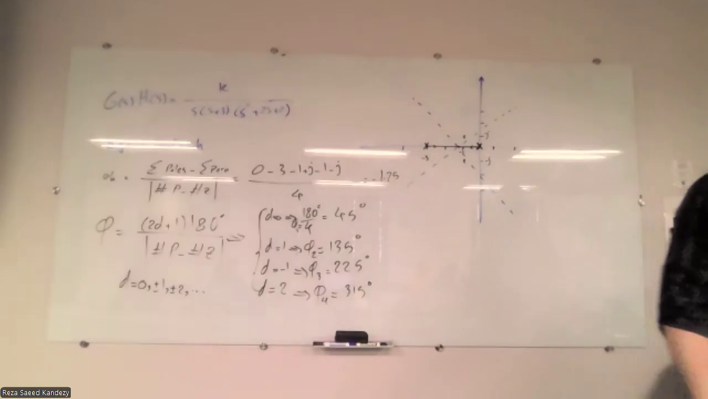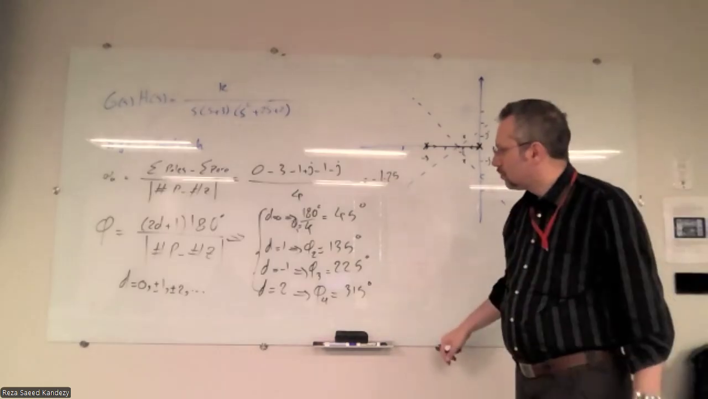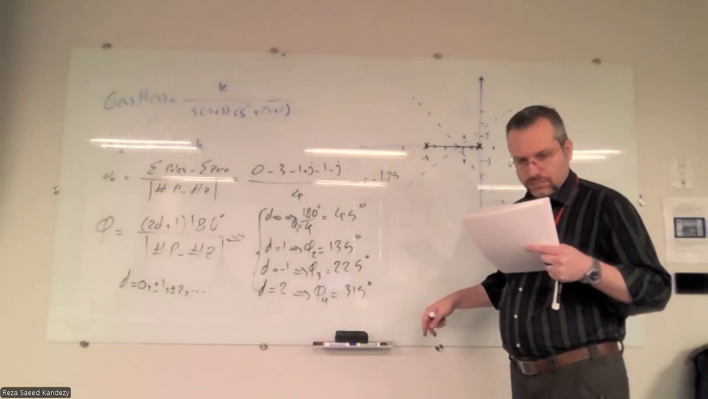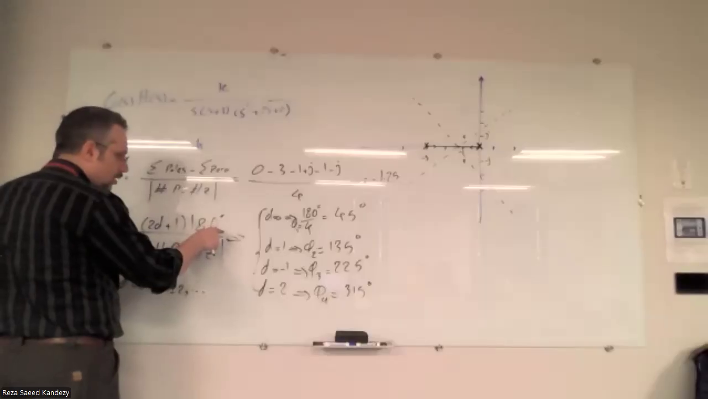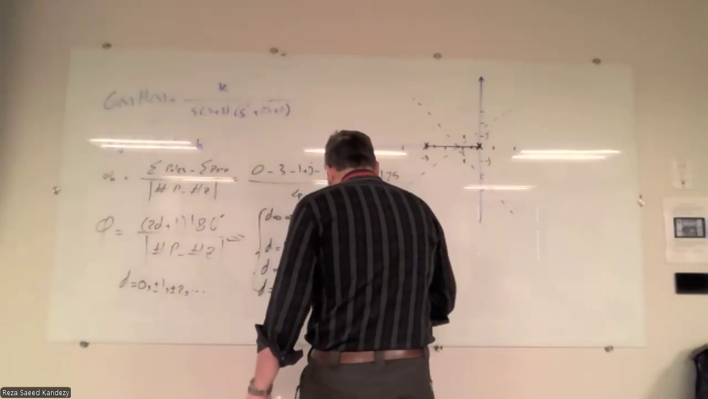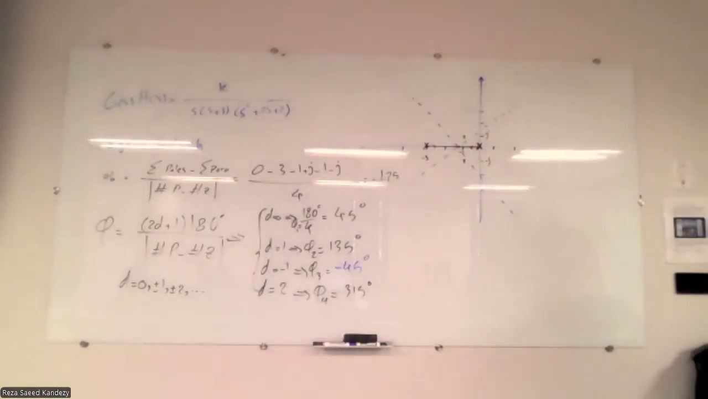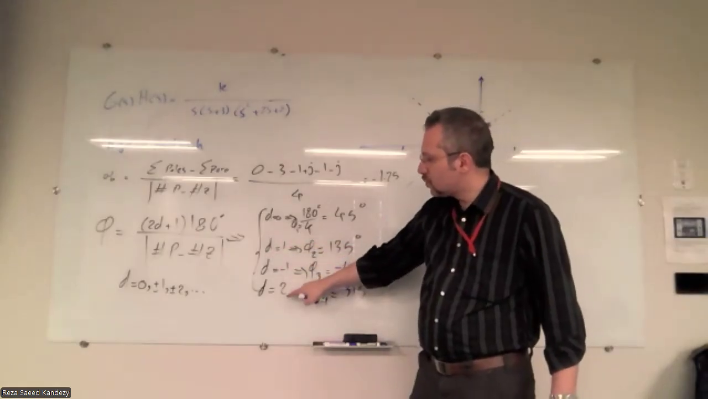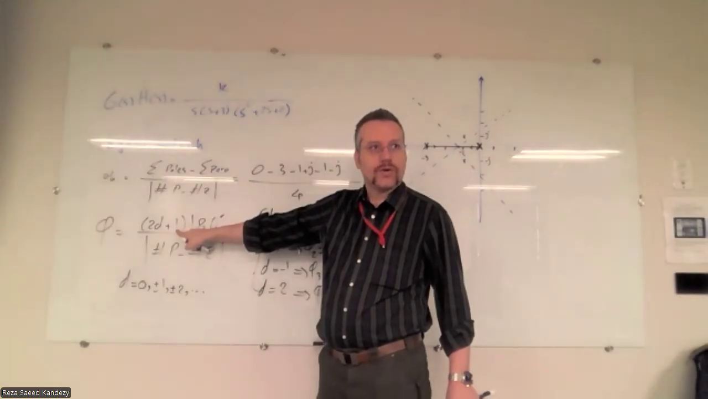Are we good? For -1, the angle is -45. Which one? This one? Yeah. If it's -1, this one is going to be -180, yes. Thank you. We put D equal to 0, 1, -1, and 2 in this formula and solve for phi, the angle.